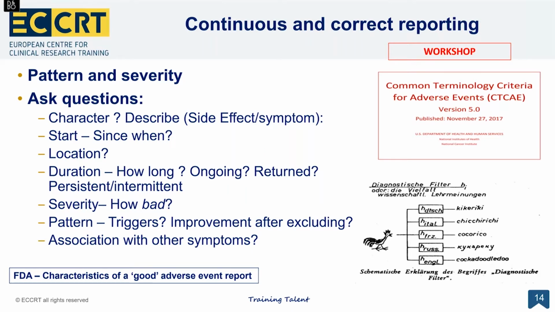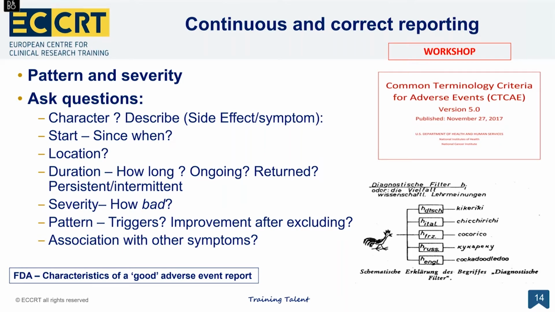We also want to know about the severity of our adverse event. Is it mild? Is it moderate? Is it severe? And within these criteria, we can find a definition of what is a grade 1, a mild adverse event, and what is a really severe one causing death. This is all described in the criteria.